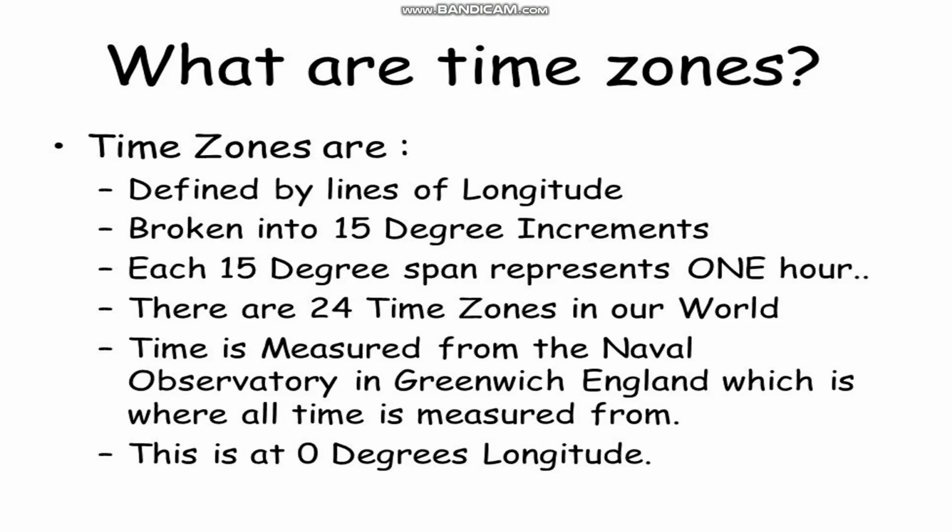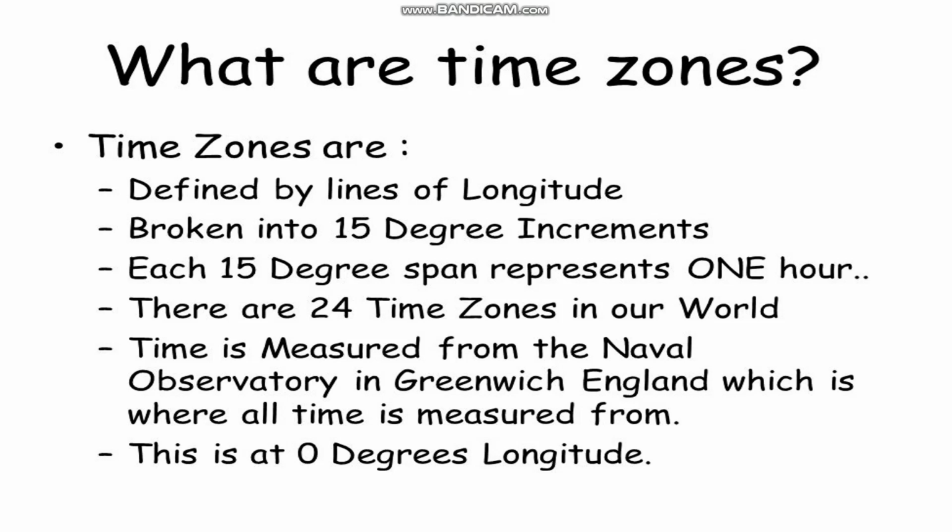Large countries like Russia, USA, Canada and Australia have a vast longitudinal extent. Therefore, they have different time zones. Russia has about 11 time zones, USA and Canada have 5 time zones, and Australia has 3 time zones.